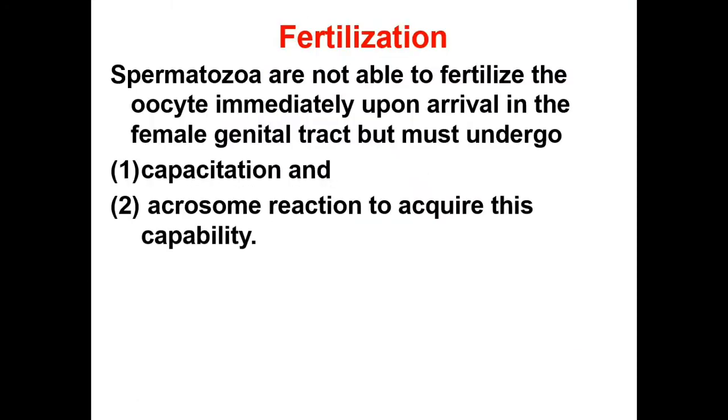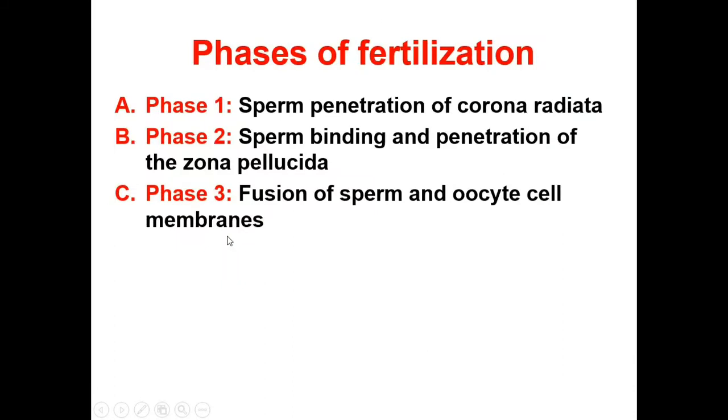Now the fertilization, the spermatozoa are not able to fertilize the oocyte immediately upon arrival in the female genital tract, but must undergo capacitation and acrosomal reaction. Now the phases of the fertilization. Number 1, first phase.